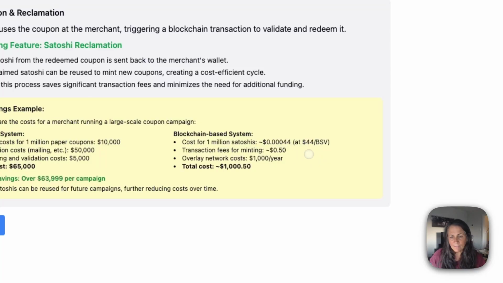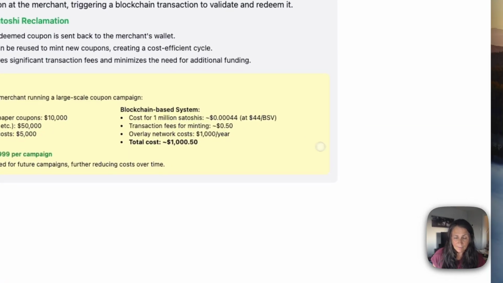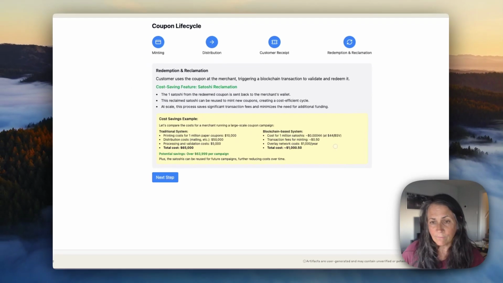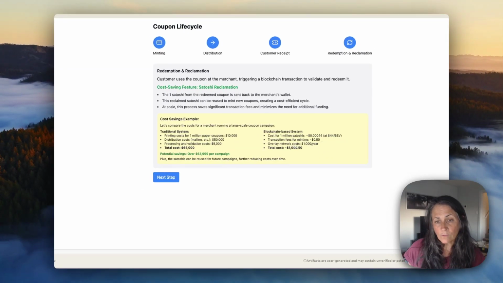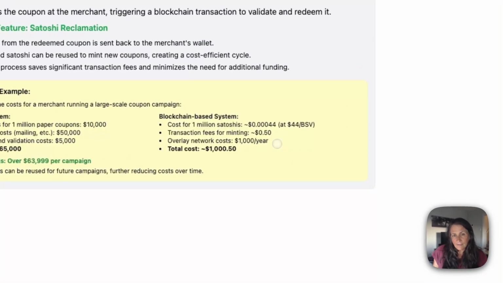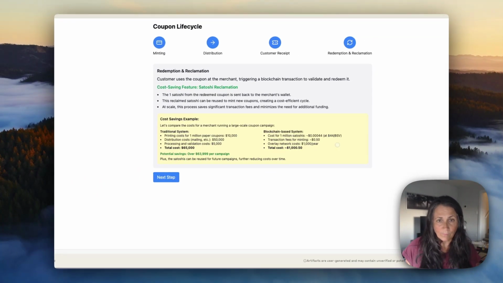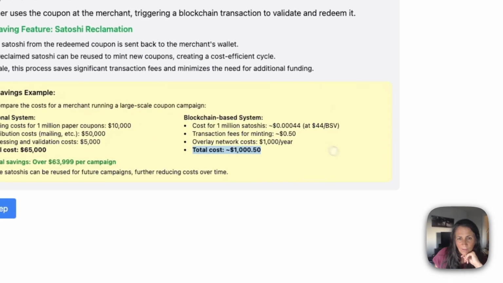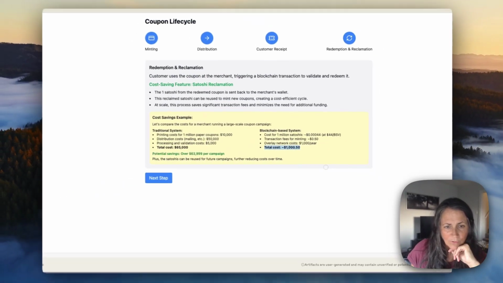Transaction fees for minting, let's say it's 50 cents. I don't know, it's very, very minimal. So we'll have to see how all this shakes out. But the idea is that transaction fees will be very minimal. So the overlay network cost, let's say it's $1,000 a year. I don't know what those subscription fees will be. It depends on the business owner for this basically new business model. So our total cost is 1,000. So look at the difference between these two costs.